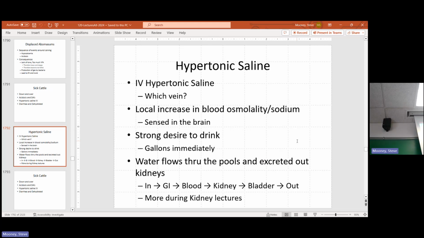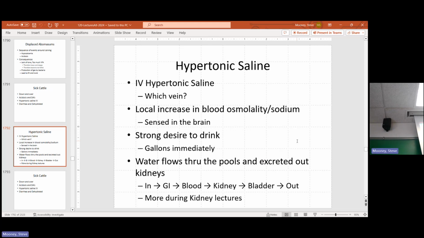So the idea is we got the water going in. It's going to go GI to the blood, to the kidney, to the bladder, and out. We're trying to get a wave of water through that cow. I've got all that water in there. That's going to help me get that sodium and chloride back to where it's supposed to be, dilute things out. Hopefully with that, it will flush the toxins that are not recognized by the kidney out faster.